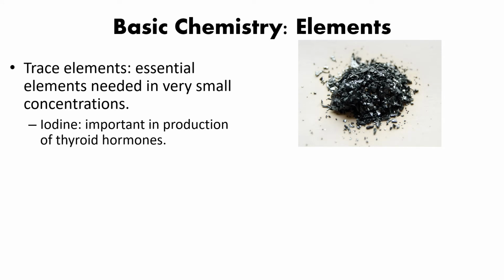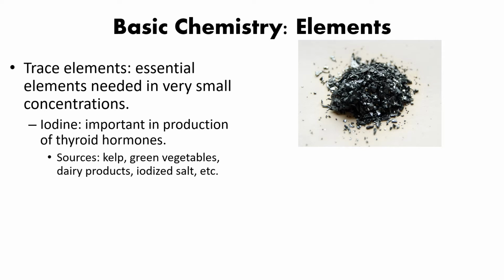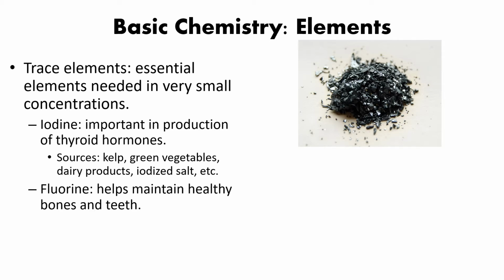This is what pure iodine looks like. You're probably more familiar with iodine that you use for washing cuts. It's kind of that really dark yellowish brown color, and that would be considered iodine as well. You can get iodine from kelp, green vegetables, lots of dairy products, and we actually put it in iodinized salt. So salt naturally does not have iodine in it, but you can add it to salt so that when we're eating, we're naturally getting a source of iodine.